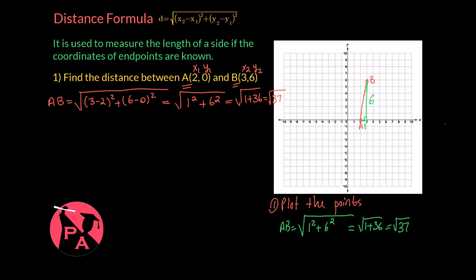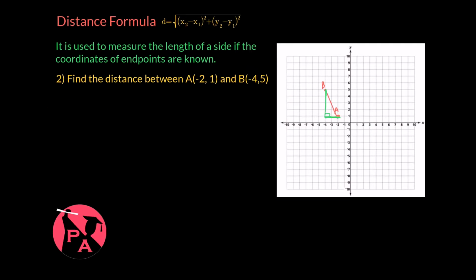So this method actually, when I have a coordinate plane, is easier for me. That's what I would prefer. Whichever is easier for you, just use that one to figure out the distance from one point to another. So let's have another example. Here we go. Let me just get rid of this.